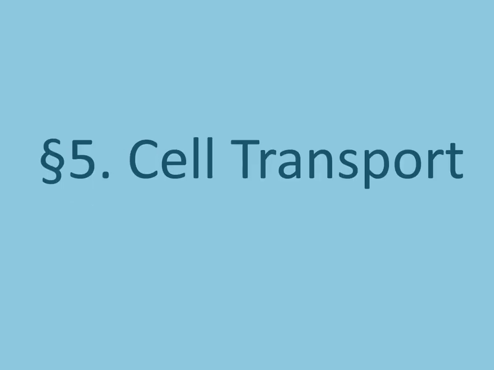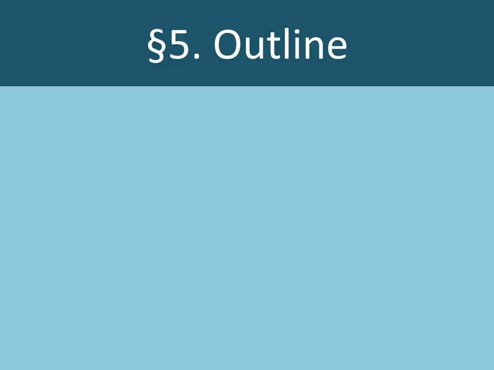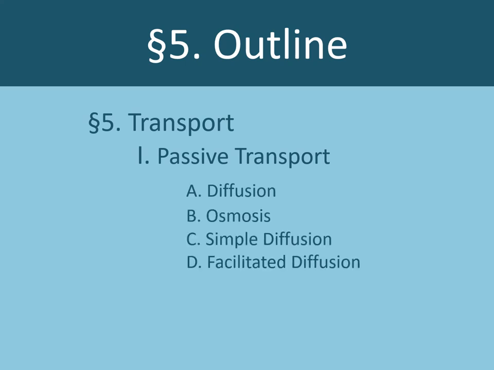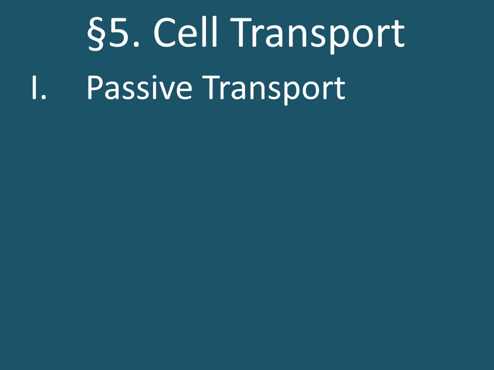Section five, cell transport. In this section, we'll talk about the transport of materials in and out of a cell. There are two major types of transport, passive transport and active transport. In passive transport, we'll discuss diffusion, osmosis, simple diffusion, and facilitated diffusion, followed by the discussion of active transport. Passive transport is the transport of materials without using energy.